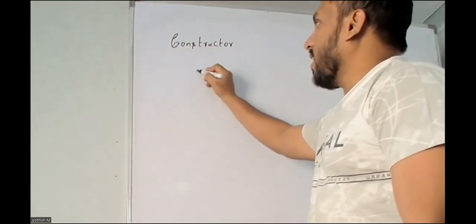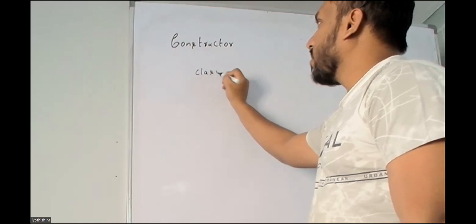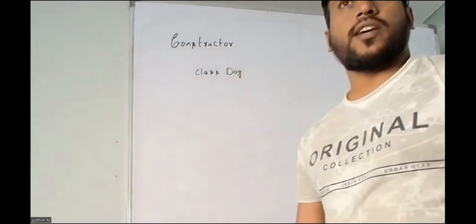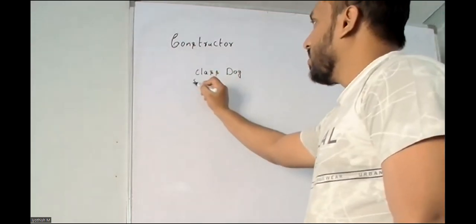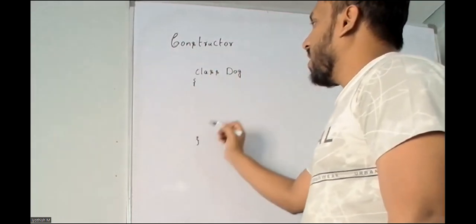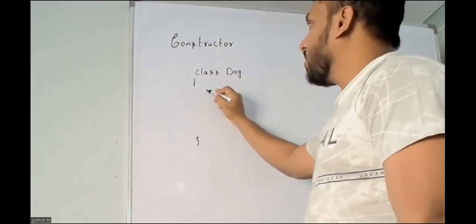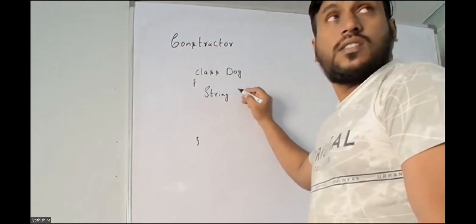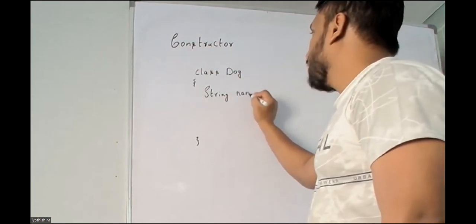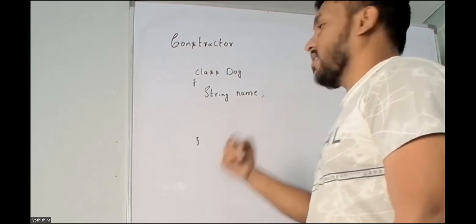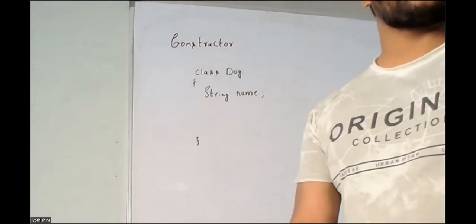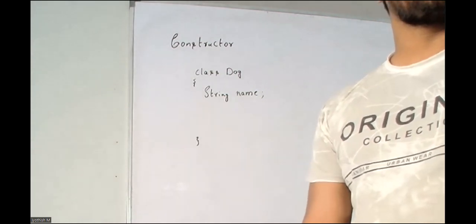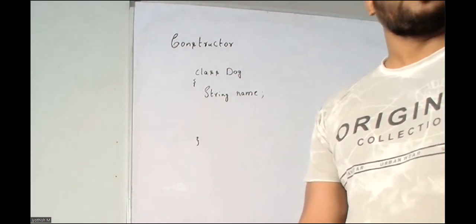Now let me take a class called dog. I have a variable here called String name. Nothing is there. If nothing is there, what is the default value? Null. For String it is null.